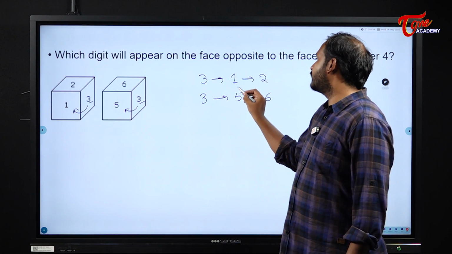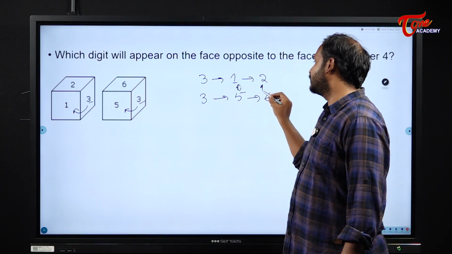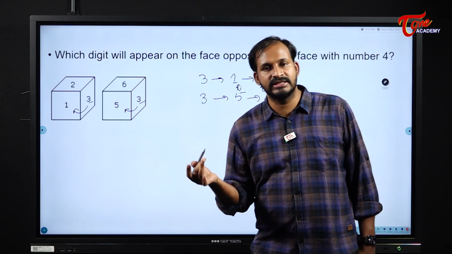Now we already know that 1 is opposite to 5 and 2 is opposite to 6. The only number left for us is what? 4.